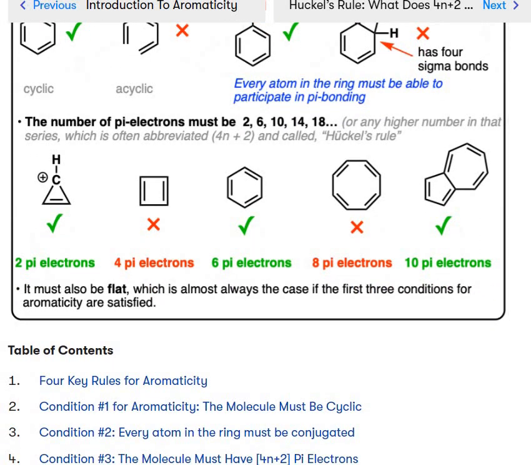Now, the number of pi electrons must be 2, 6, 10, 14, 18 or any higher number in that series, which is often abbreviated as 4n plus 2 and called Hückel's rule. So 2 pi electrons, yes; 4 pi electrons, not; 6 pi electrons, yes; 8 pi electrons, not; and 10 pi electrons, yes. It must also be flat, which is almost always the case if the first three conditions for aromaticity are satisfied.